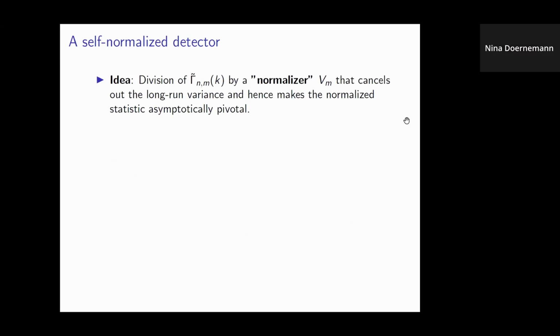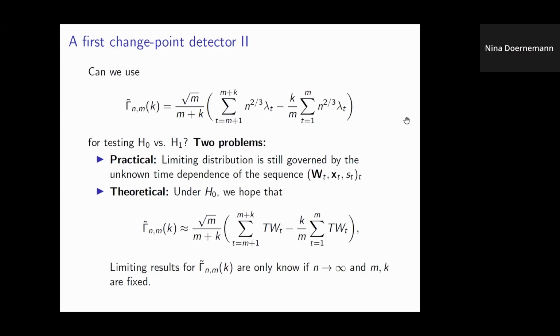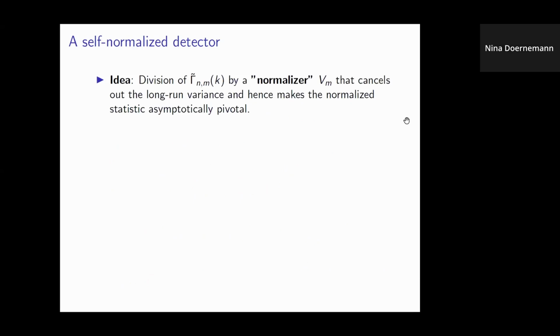So the idea is that we will construct a normalizer Vn, and this normalizer cancels out the long-run variance so that it makes our limiting distribution asymptotically pivotal. And it will also help us to get rid of this type of problem here, this more theoretical one. We get two for one.